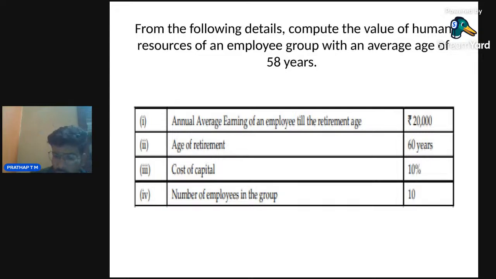What you have to do? Just type 4.49. So that is the value. You have to multiply it. What is the value? 2,24,700. 2,24,700 becomes your present value.